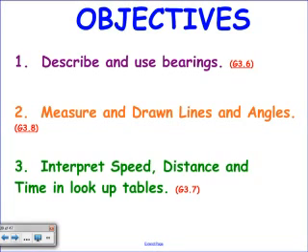Speed, distance, time charts. You've seen all of the combinations of them now, so don't let them catch you out on the big day. Any questions for me on what we've covered in the lesson?